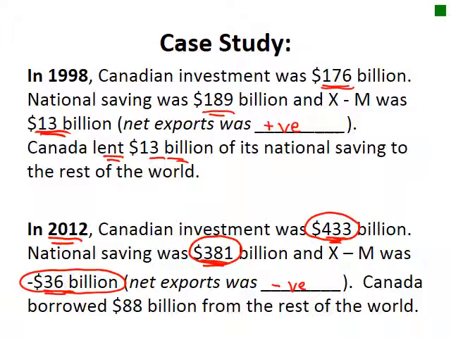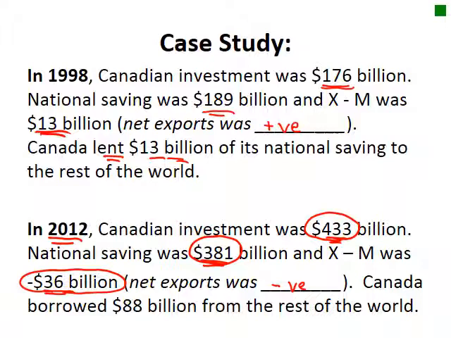So in other words, net exports was positive. We know that if we're exporting more than importing, the rest of the world is going to have to borrow from us to pay for those additional goods and services that they're importing. So in other words, Canada lent $13 billion of its national saving to the rest of the world. So let's just recap that. Our national saving was more than enough. The national savings of $189 billion was more than enough to pay for the investments of $176 billion.